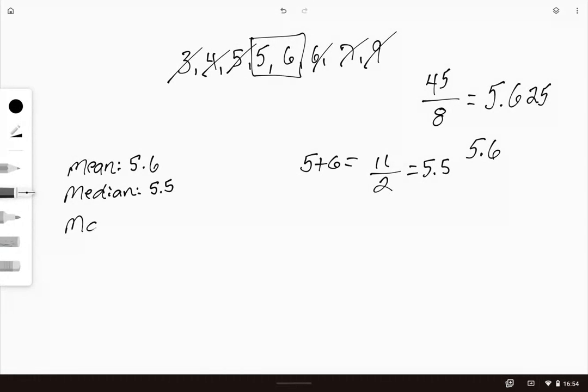Then my mode is the number that occurs most often. If I look at this data set, I've got 2 5s and 2 6s. So in this case, 5 and 6 would be the mode because you can have more than one mode. And then finally, the range. To find the range, I'm simply going to subtract the smallest number from the largest. So 9 minus 3 equals 6. That means I have a range of 6. All right, so that's number 1.